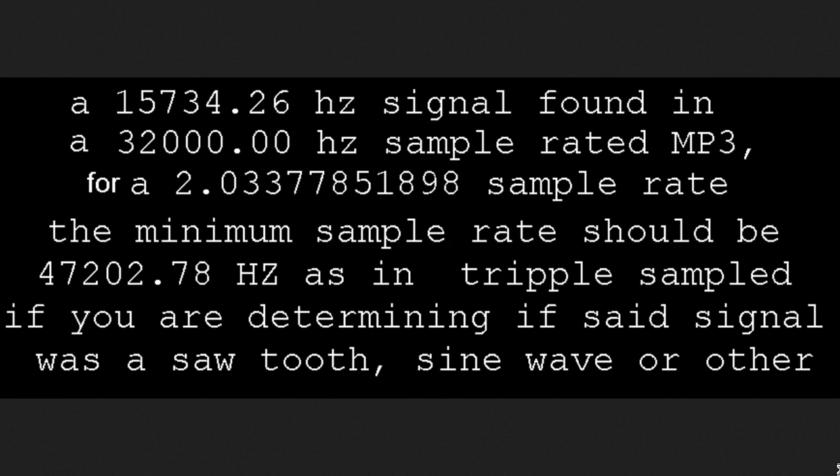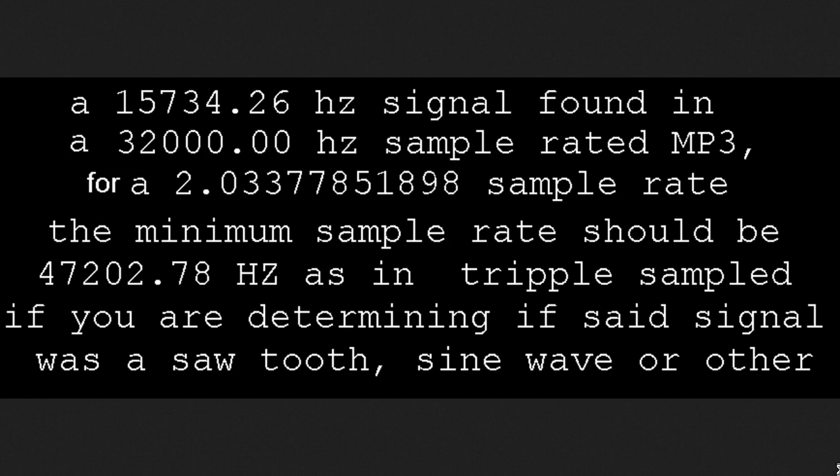If you find a 15 kHz signal in an MP3 file or any other audio file recording, and it's sampled at 32 kHz, that means you're dealing with around a 2-to-1 sample rate, or double oversampling. Now, the minimum sample rate, if you're trying to determine the shape of the signal, whether it's a sine wave, a square wave, a sawtooth going up or down, should have been around 47 kHz, or usually it's listed as 48 kHz or something like that, as in a triple oversampling.